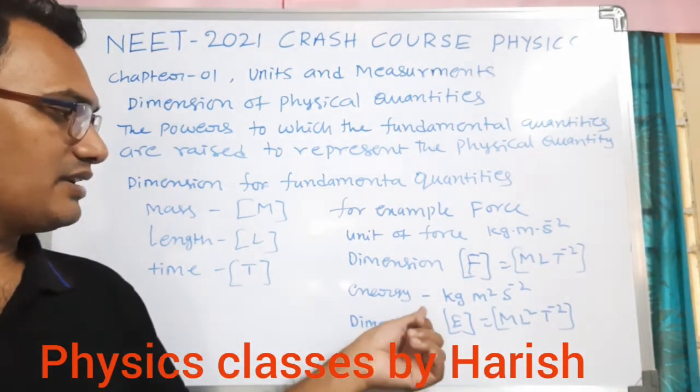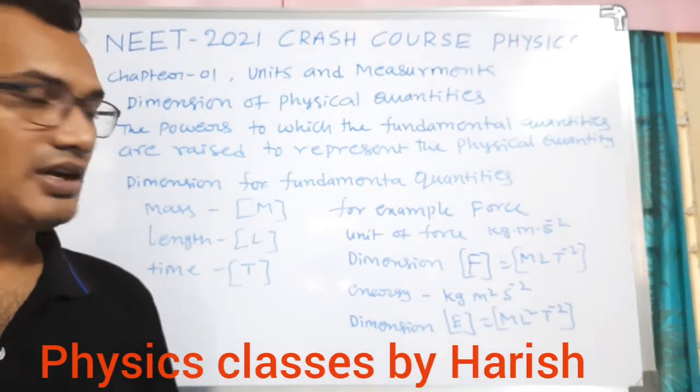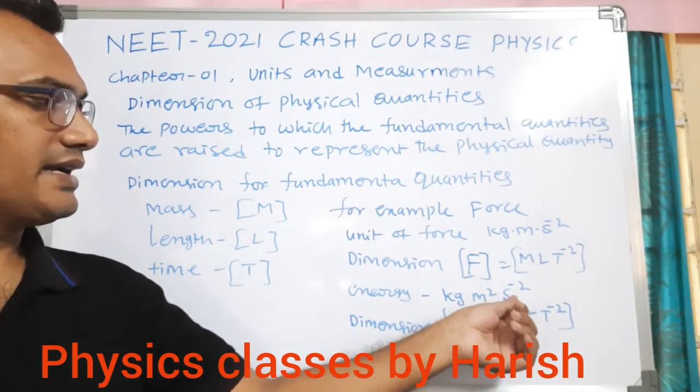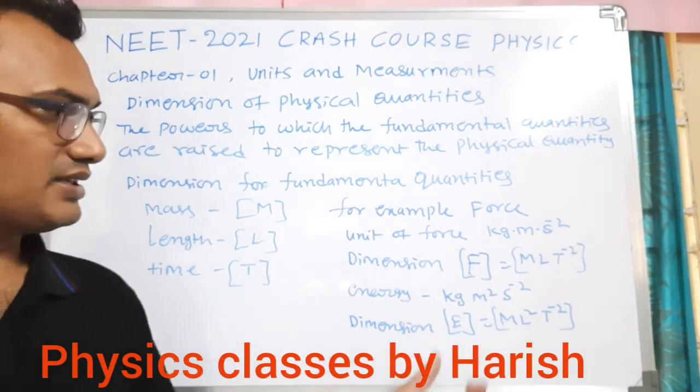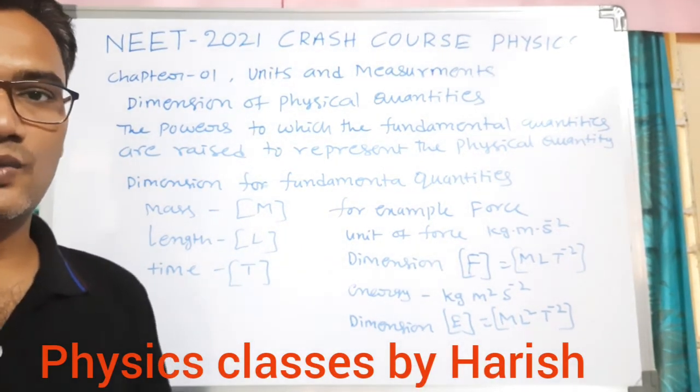The second one is energy. The SI unit of energy is kg meter square second minus 2. Similarly, kg is M, meter square is L 2, and second minus 2 is T minus 2. So this is the way we can write the dimensional formula of the given physical quantities, right?